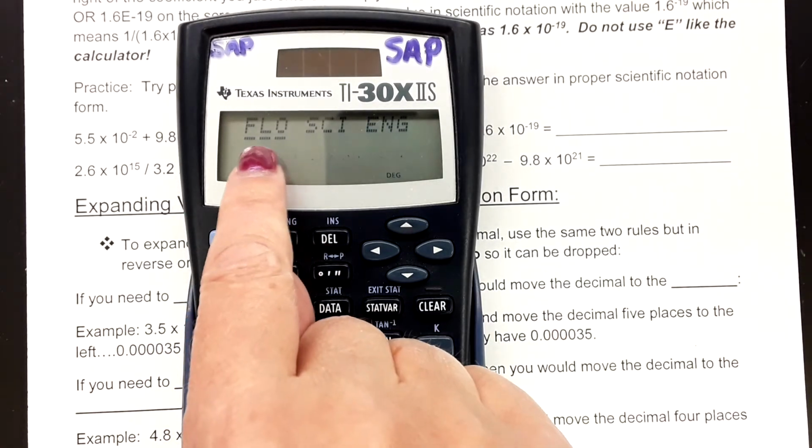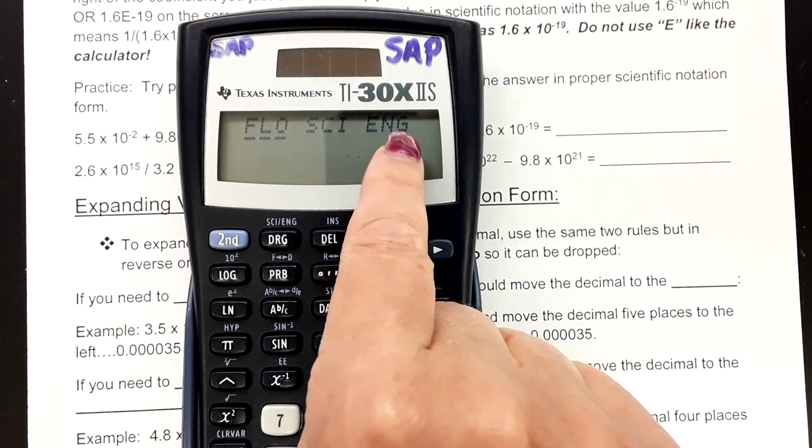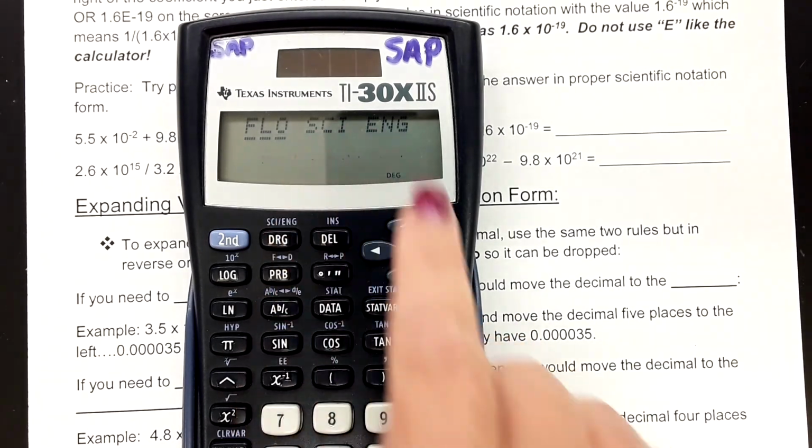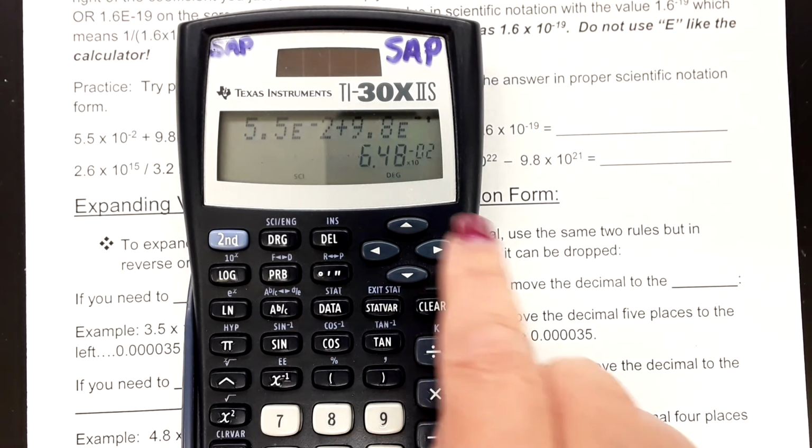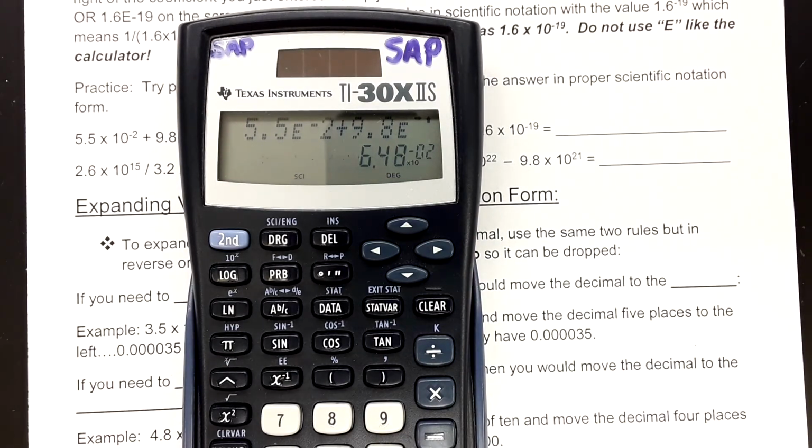Now, we want to know, do we want a floating decimal, engineering, or scientific notation? You go over, you hit that. Oh, look, there is the exact same answer. And now it's 6.48 times 10 to the negative 2. Isn't that cool?